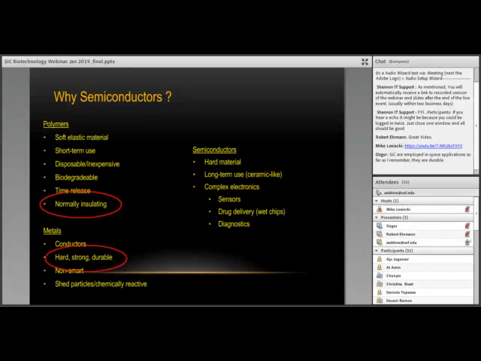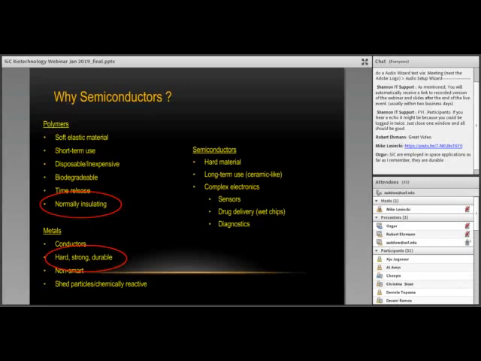Metals are also fantastic materials. They're hard, strong, and durable, but they do tend to corrode, shed particles. They're chemically reactive inside the body. And in fact, most of the metal electrodes that are being used have been treated so that the actual surface of the metal is more of a ceramic. Alumina being the ceramic version of aluminum, iridium oxide for iridium, and so on.